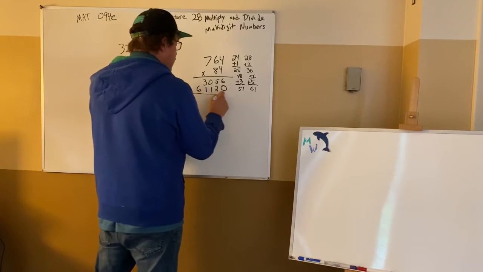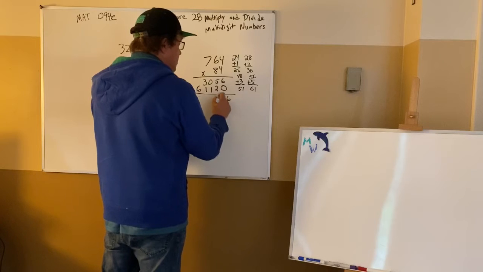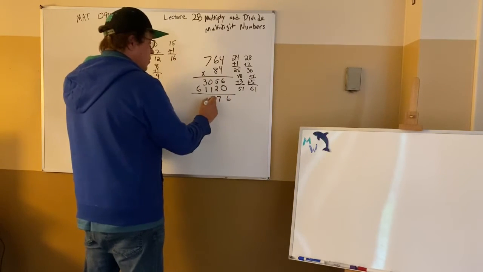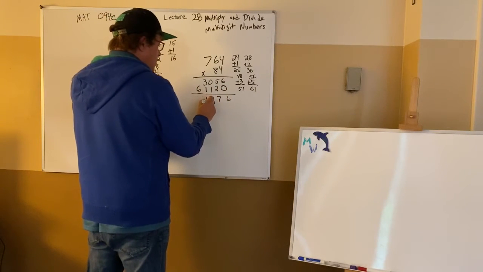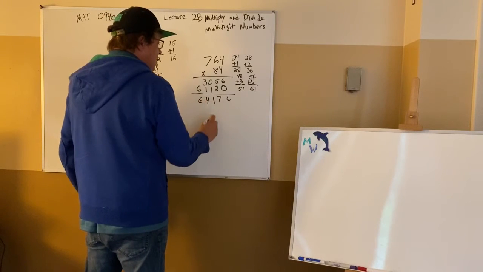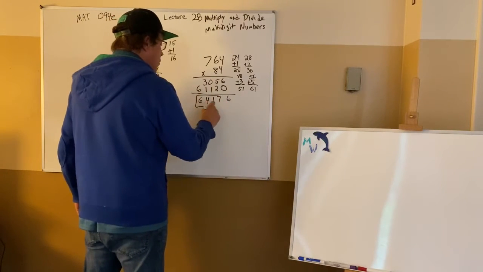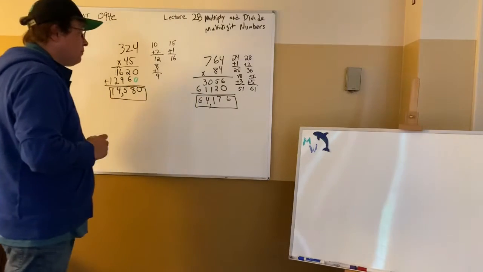6 and 0 is 6, 5 and 2 is 7, 0 and 1 is 1, 3 and 1 is 4, and the 6 is untouched. This is 64,176.